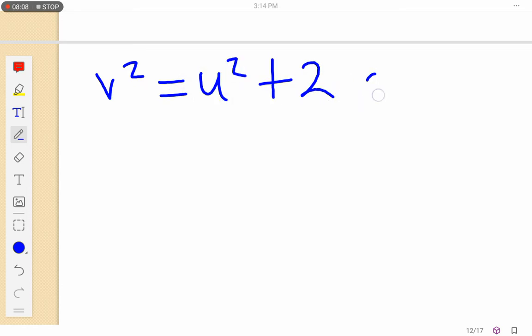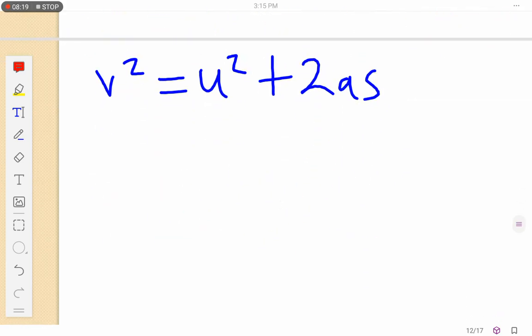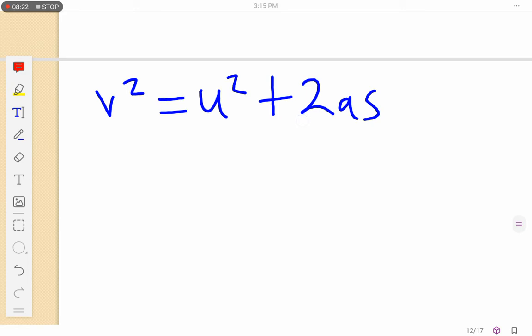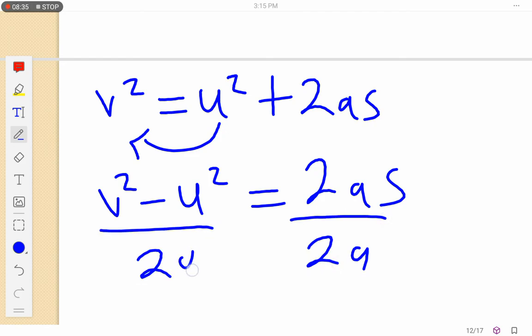Let's do it for S. Okay, for S, I'll rewrite my equation. V squared is equal to U squared plus 2AS. Now I want to find S. Let's take my U this side. I'll have V squared minus U squared is equal to 2AS, like that. Then to get my S, I'll divide both sides by 2A. These will cancel off each other, this 2A and that one.